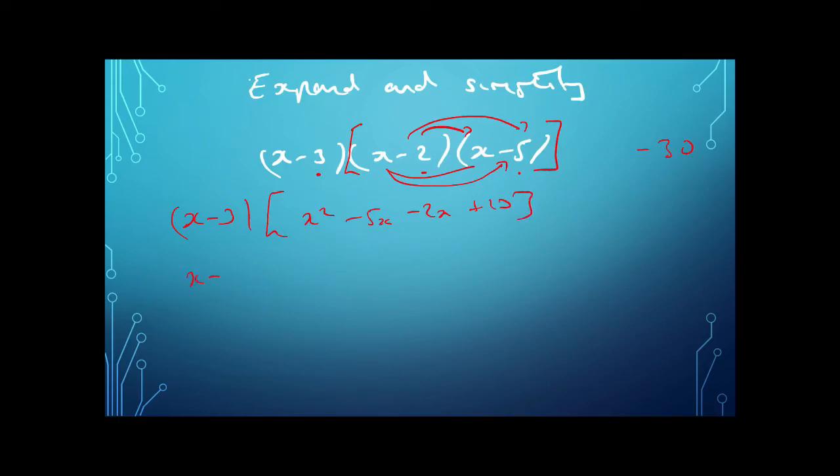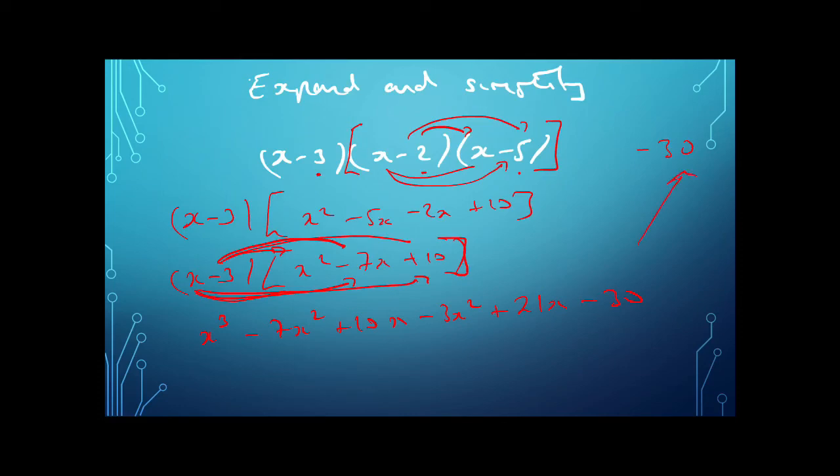Collecting like terms, we get x squared minus 7x plus 10. Now let's multiply by x minus 3, so x times x squared is x cubed, x times negative 7x is negative 7x squared, and x times 10 is 10x. Negative 3 times x squared is negative 3x squared. Negative 3 times negative 7x is positive 21x. And negative 3 times 10 is negative 30, which is what we said it would be there.